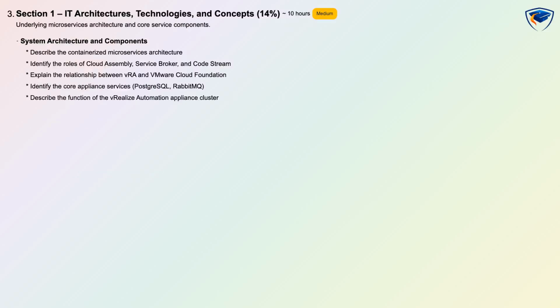Section 1 IT Architectures, Technologies, and Concepts is 14%, medium difficulty, and requires about 10 hours of study with conceptual and scenario-based questions. This domain explains the underlying containerized microservices architecture and core service components. Expect to learn the roles of Cloud Assembly, Service Broker, and Code Stream, how vRealize Automation fits with VMware Cloud Foundation, and the function of core appliance services like PostgreSQL and RabbitMQ. You will also review how the vRealize Automation appliance cluster operates and communicates within the environment.